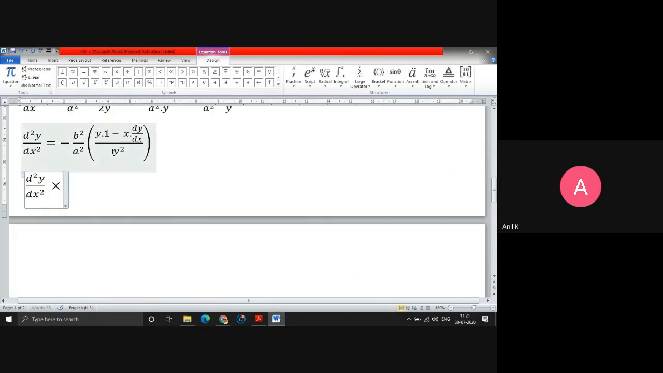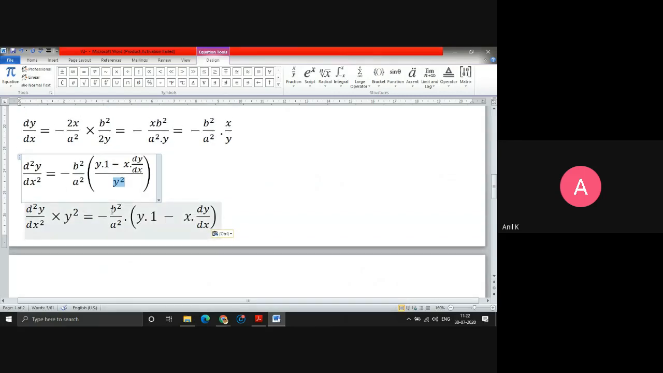into y square, which is equal to minus b square upon a square, which will remain as is, multiplied by what is left in the bracket: y minus x dy by dx. So let me insert the bracket. There is nothing to simplify here. The only difference we have done is that this denominator y square, I sent to the LHS side, so it goes as multiplication.